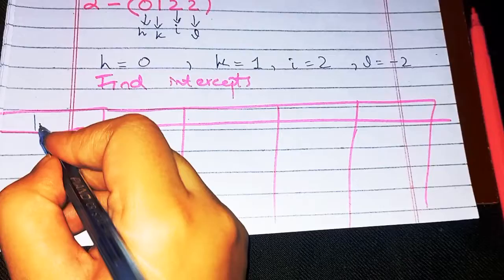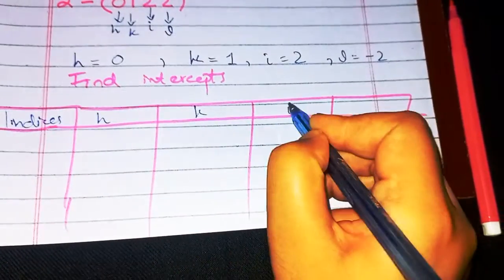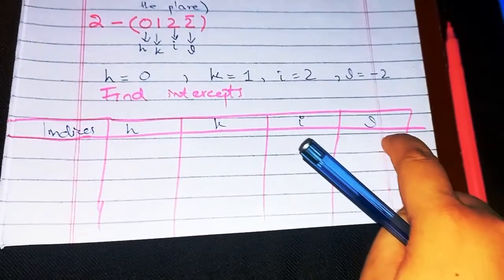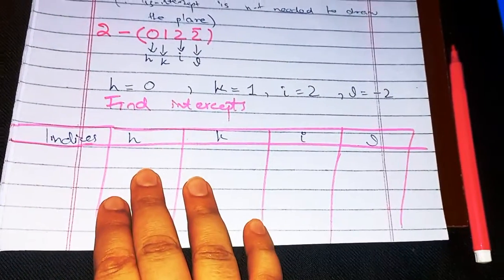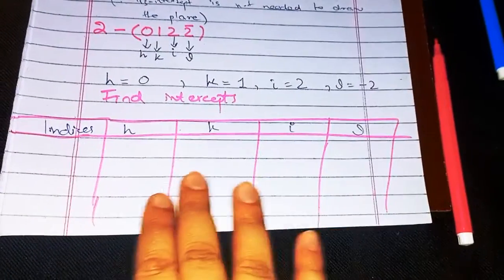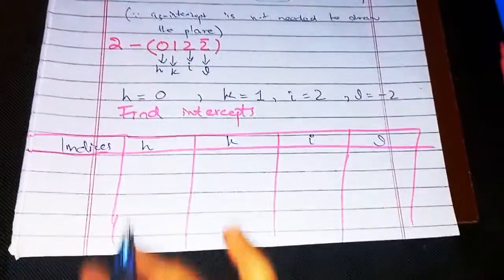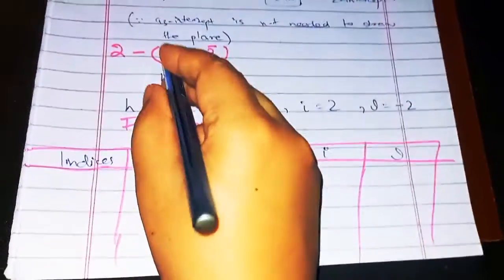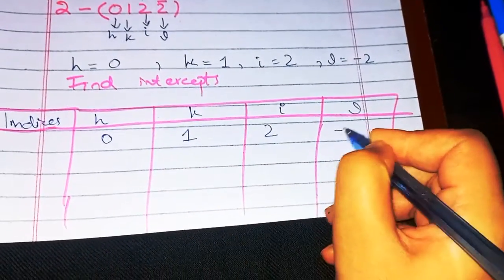Alright, so we have indices here, H, K, I, and L. This notation is arbitrary. You can use U, V, T, W, whatever. That is not something you should care about because it's your own selection. Since I use this notation in all of my videos, that is why I'm just continuing with this notation. So it's 0 first, then we have 1, 2, and -2.